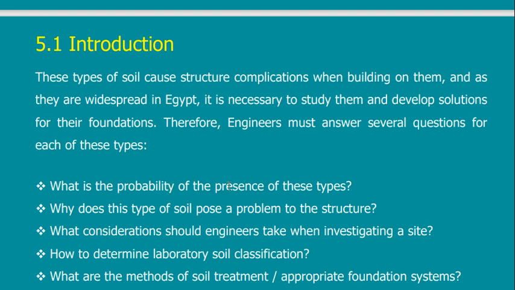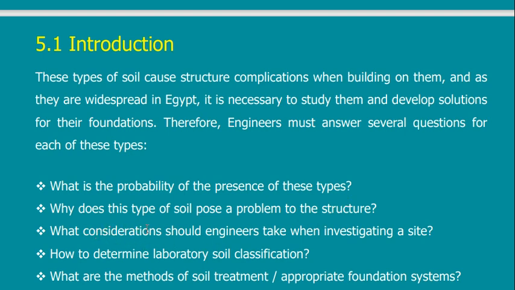What is the probability of the presence of these types? Because as we said, if this type is not present in Egypt, then we don't have to concentrate on it at the time being. You know it in case you meet it in any place outside Egypt. Why does this type of soil pose a problem to the structure? What problem does it cause?